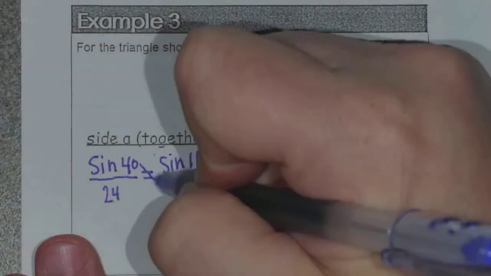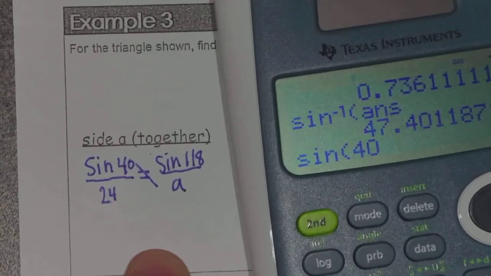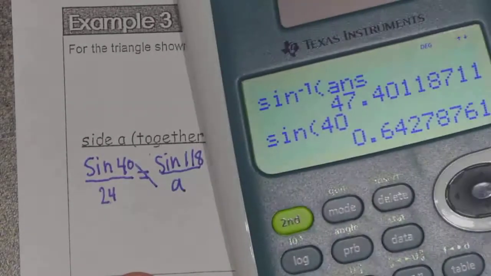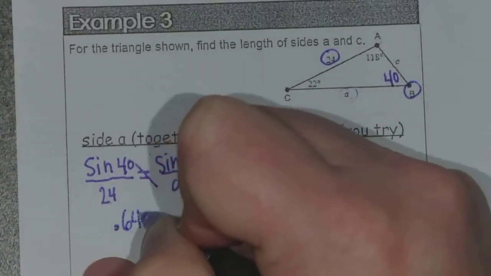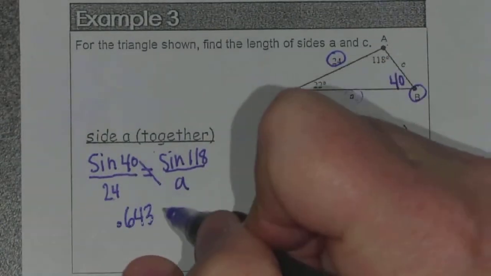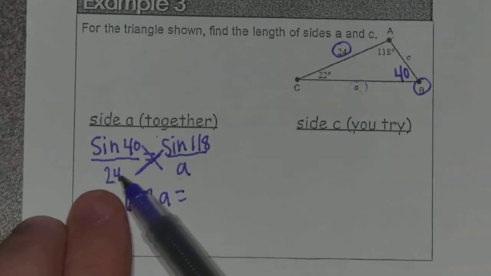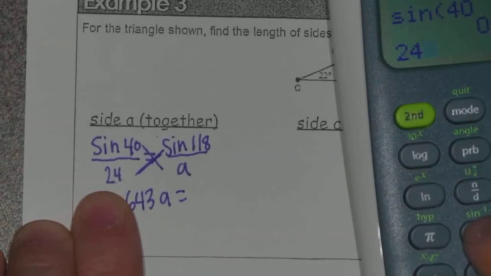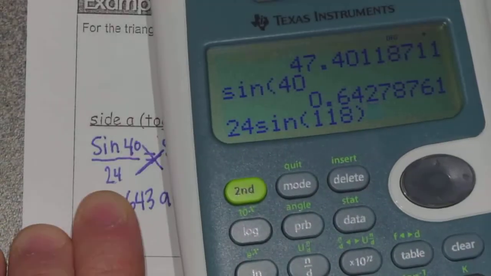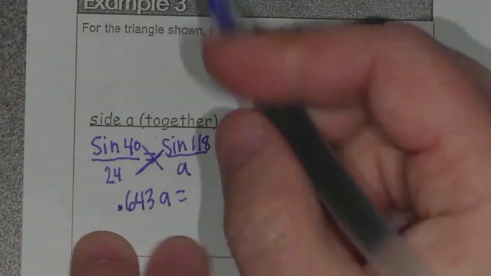Cross multiply. Sine of 40 on your calculator, you guys. It is a calculator problem. Sine 40, enter. 0.642 or 0.643 if we round. Is that okay? And that would be times by A. And then I'm going to equal it to the other direction. You can seriously just punch this in your calculator. 24 sine of 118. So 24, you can put a times sign if you want to, but you don't have to. 24 sine of 118, just like that. Hit enter and you get 21.19 or 21.2.